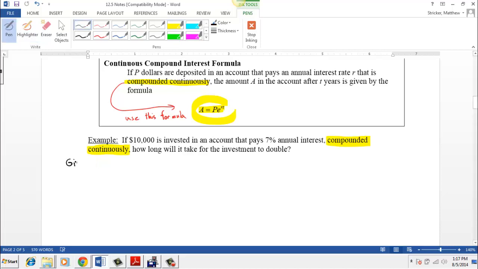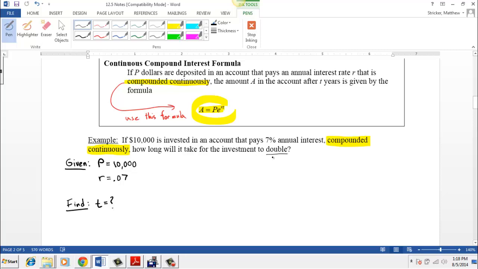Developing good problem-solving habits here. So if we say given, again, $10,000 invested. $10,000 is the principal, the initial investment. It says invest in an account that pays 7% annual interest, so R is 0.07. Compounding continuously. How long will it take for the investment to double? So here, it's a little bit different in the wording from the last problem. It does use that word how long again, so we know that what we're trying to find is T. We don't know T.